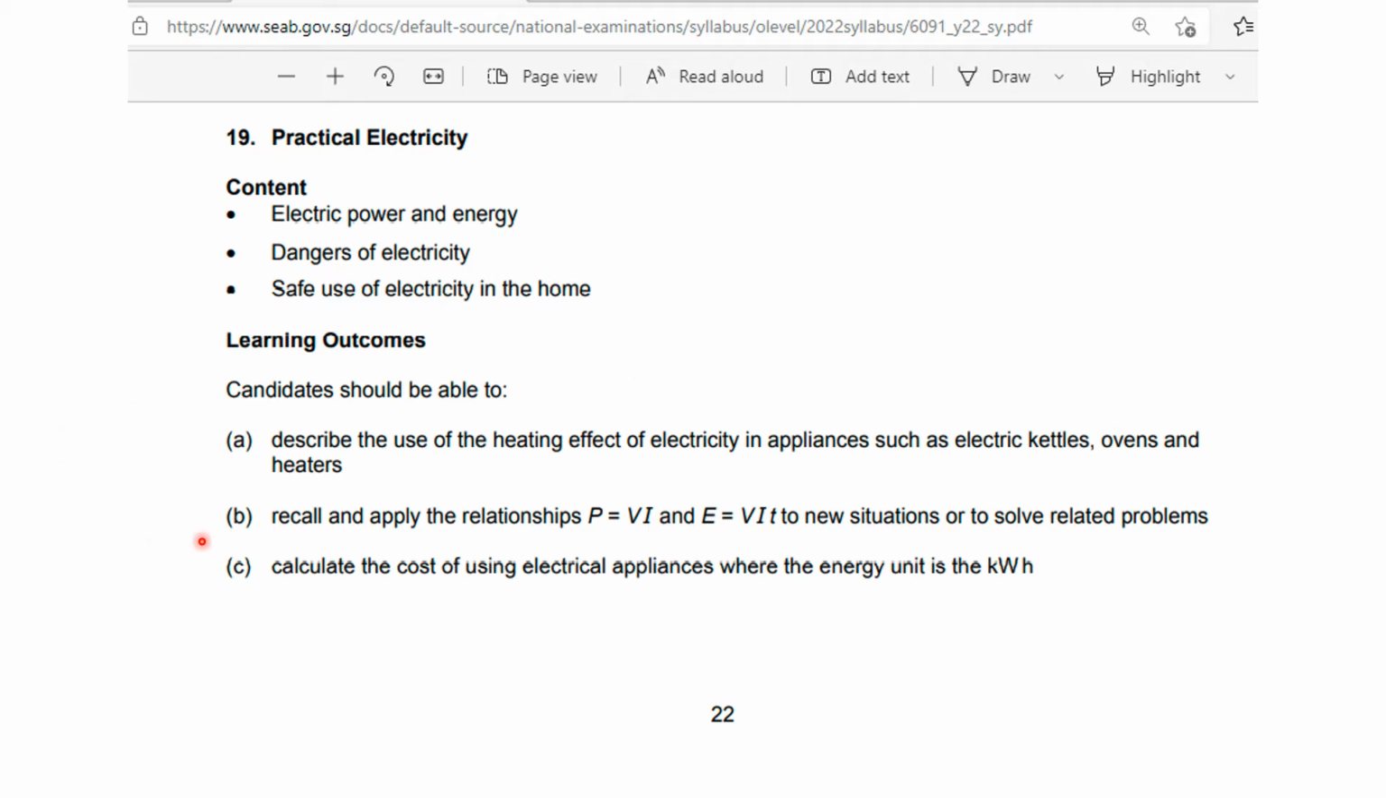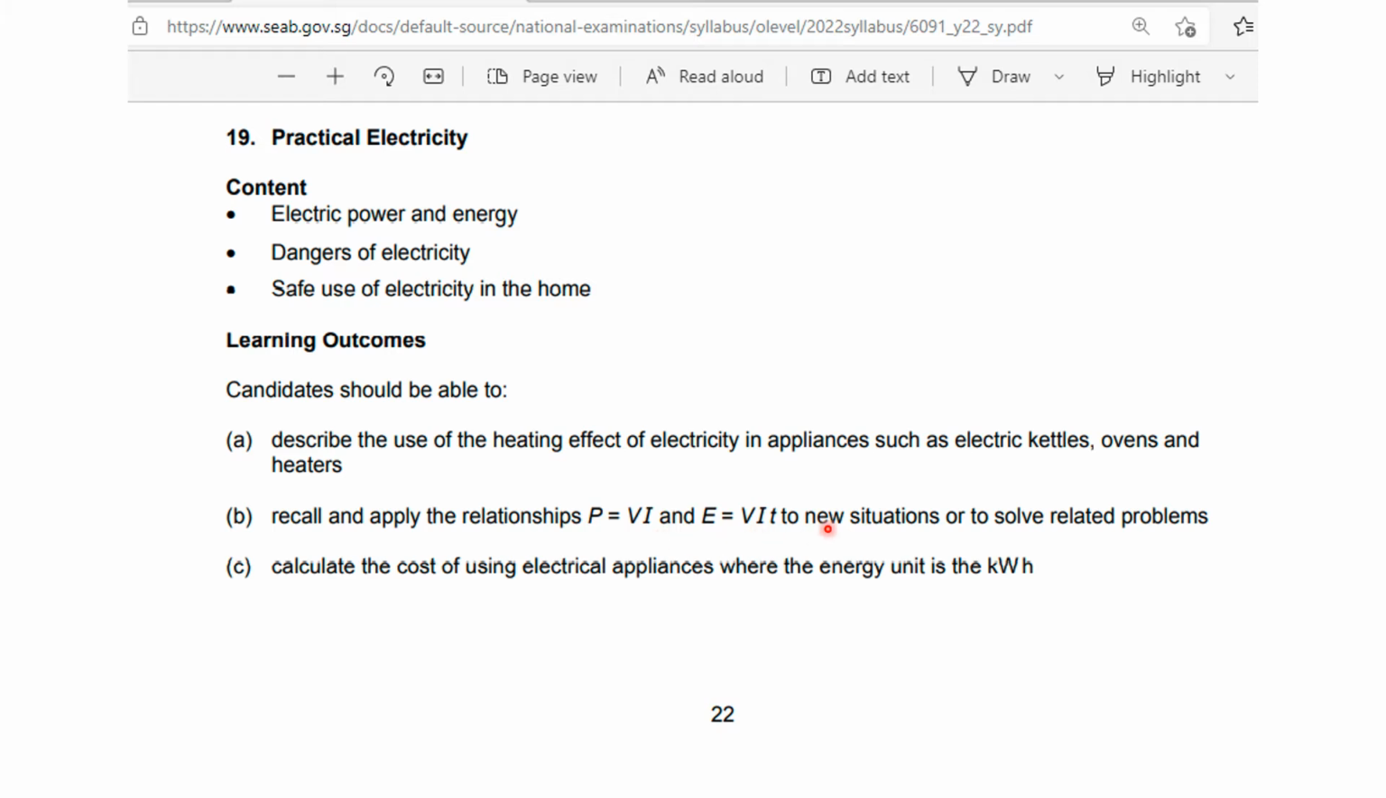Next, you need to be able to make use of this formula: power equals potential difference times current, P = VI, and energy equals power times time, E = VIt, to solve questions. Take note of these equations. Potential difference should be in volts, current in amperes, energy in joules, and time in seconds. For the power formula, power is in watts, potential difference is in volts, and current is in amperes.